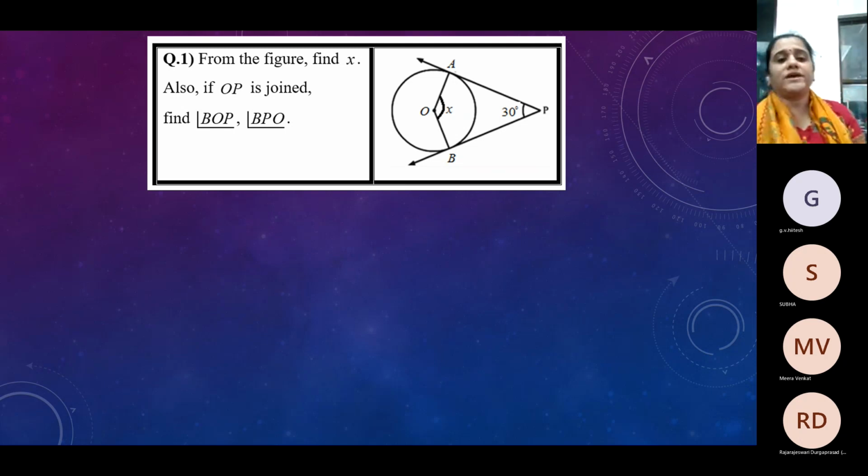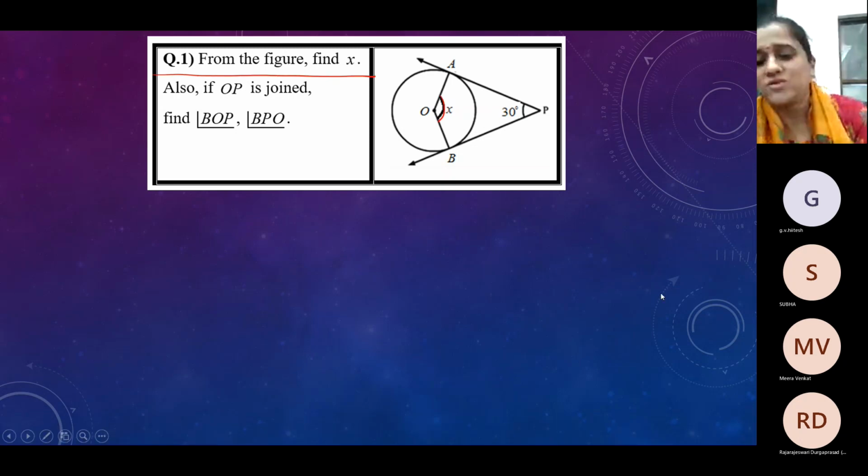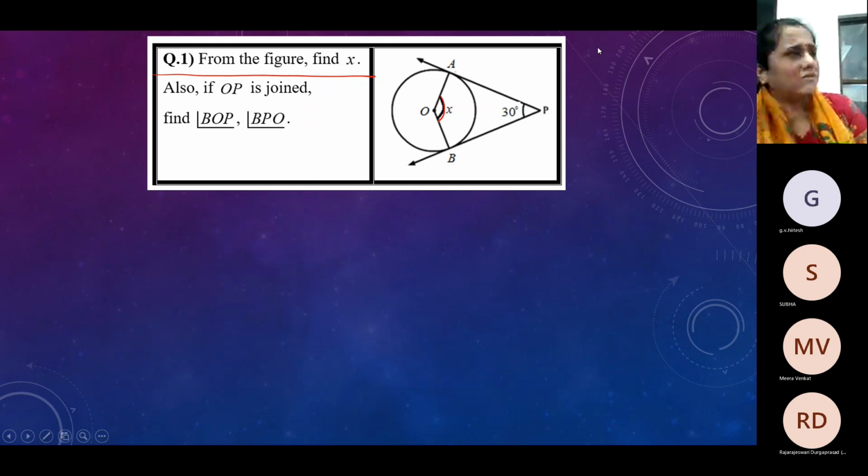Now, from the figure, find x. That's the first question. Do not read the rest of the question. Who can tell me? Online students, I don't have to ask you. You just feel as if you're in the physical class. Keep answering. Just tell me, I don't want any explanation. What is the value of x?